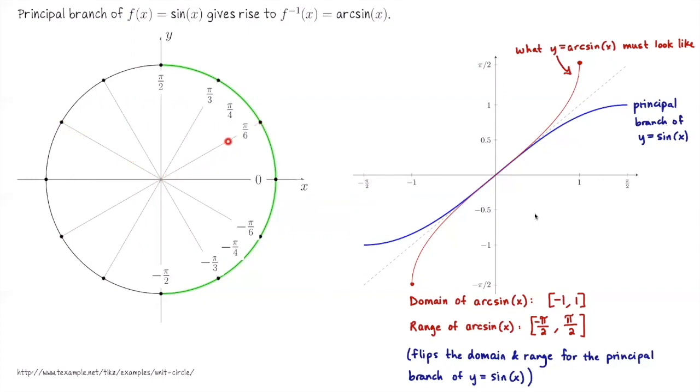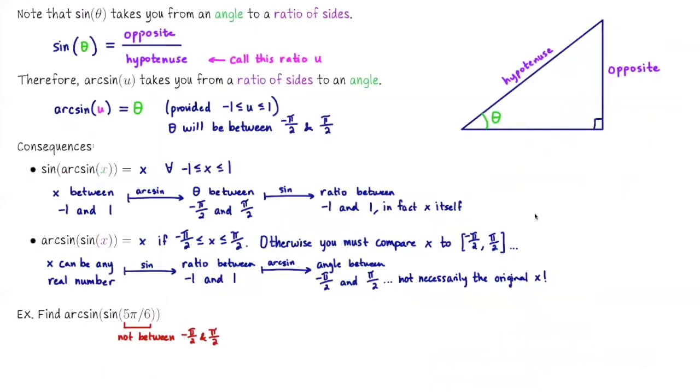So now we go over to the right side of the unit circle and figure out which angle between -pi/2 and pi/2 gives you a sine output of 1/2. And that particular angle is pi/6. Okay, so to work this out, we would say arcsine of sine of 5 pi/6 is arcsine of whatever that sine value is. So sine of 5 pi/6 is 1/2. Now, what is arcsine of 1/2?